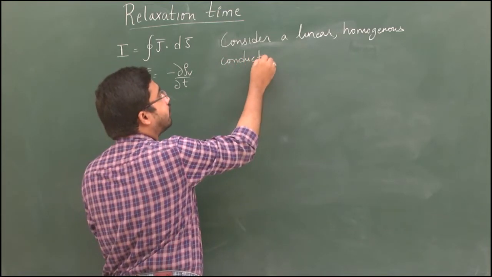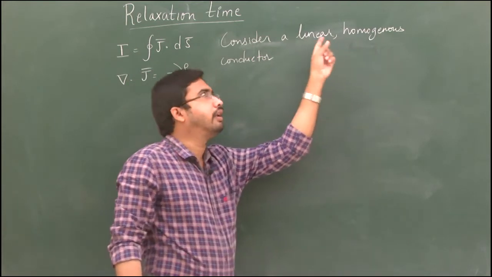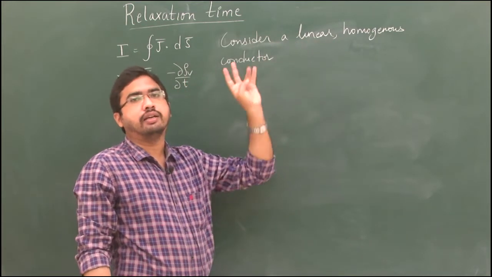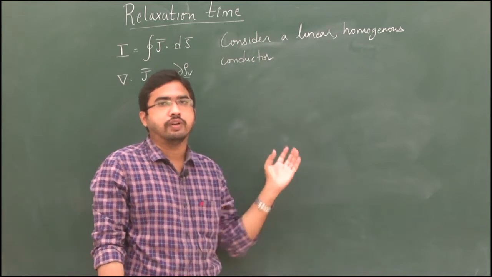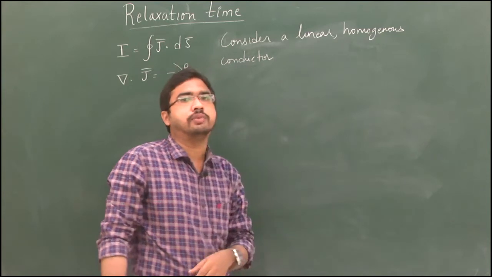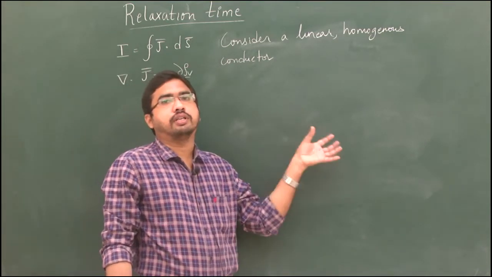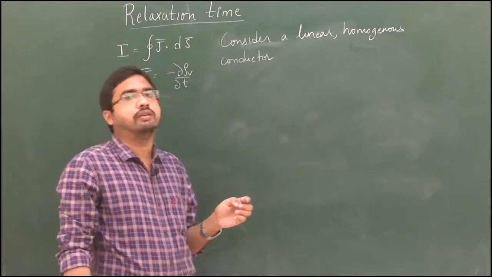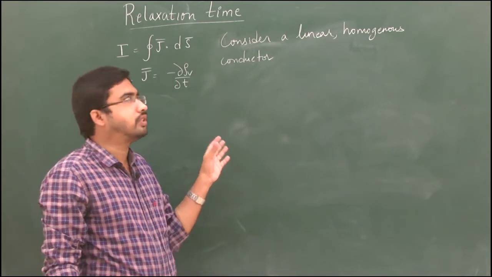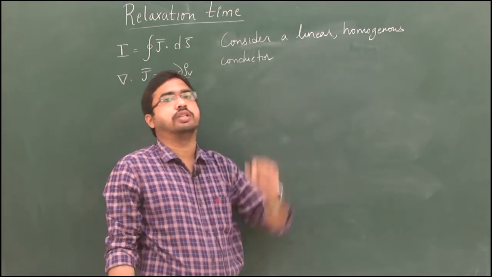Already we have defined what is meant by a linear medium and a homogeneous medium. Linear medium means D bar and E bar, electric flux density and electric field intensity, should be proportional to each other. And homogeneous medium means in that medium, at any point, the physical properties or physical characteristics of that medium should be constant. Physical properties will not vary from point to point. Such a system is a homogeneous system.